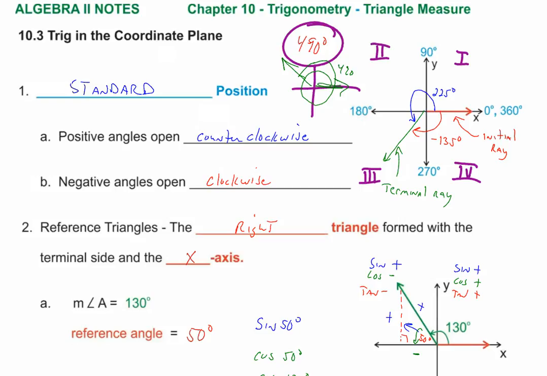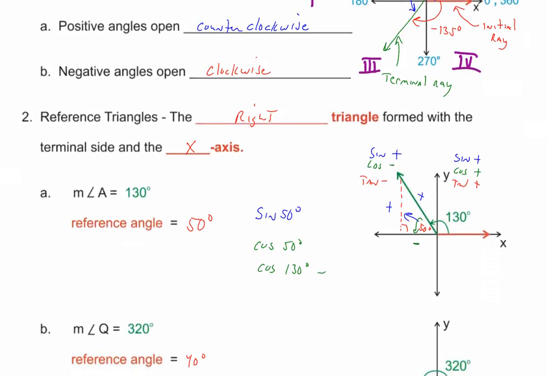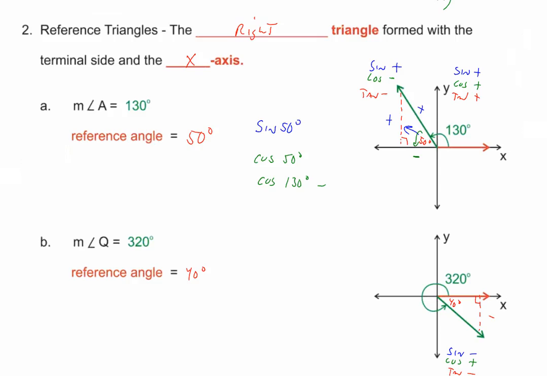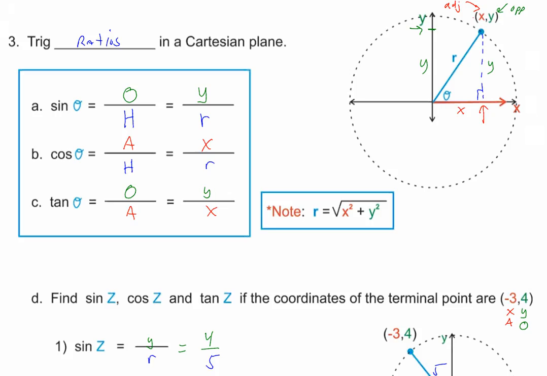So this is the second part of the video, trig in the coordinate plane. We talked about standard position, and really don't have time to rehash. Go ahead and look at the first part of this video. We talked about reference triangles, how you always make the right triangle in reference to the x-axis. And we talked about the tie-in of the new reference angle to the original angle and how all of that works. Then we were next talking about the ratios in a Cartesian plane.